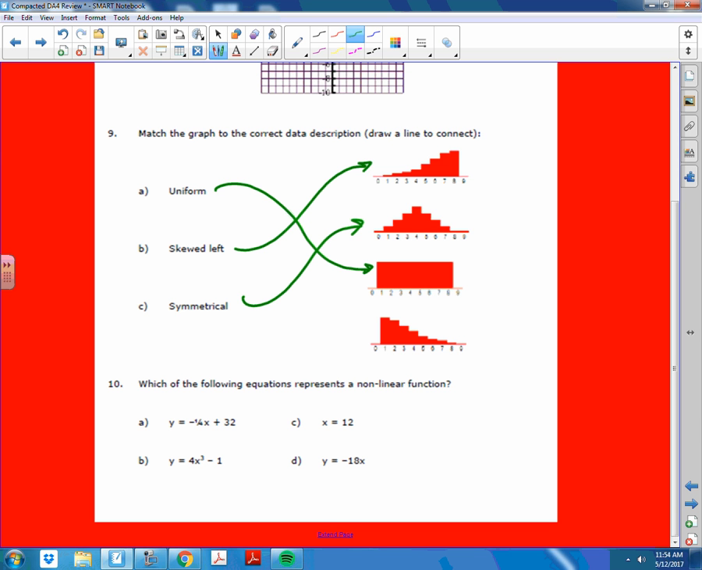Got it? Good. Number 10. Anything that's a cubic function is going to be nonlinear. Anything with an exponent is going to be a nonlinear function. Bennett? What would a line look like to have an exponent? Depends on the exponent. This is a squared function.